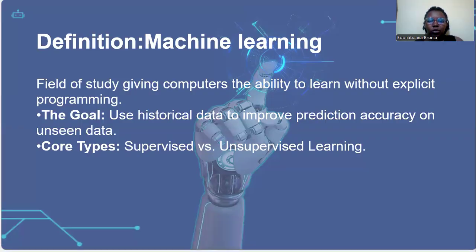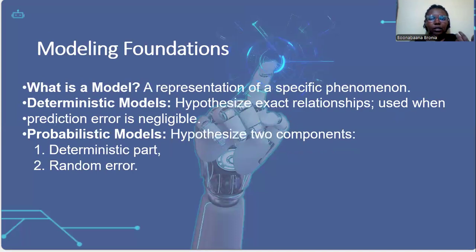And the goal here is to use historical data to improve prediction accuracy on unseen data. As we all know, machine learning, or AI, works on helping machines use previous data to perform future tasks. And machine learning specifically has two types, that is supervised and unsupervised learning.